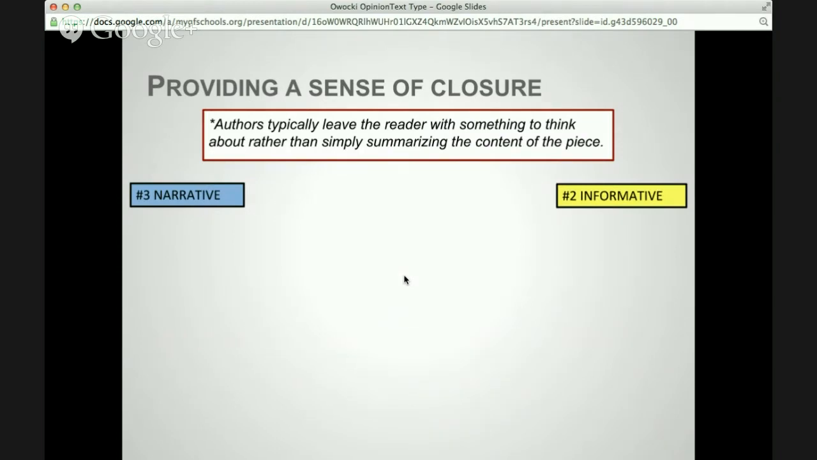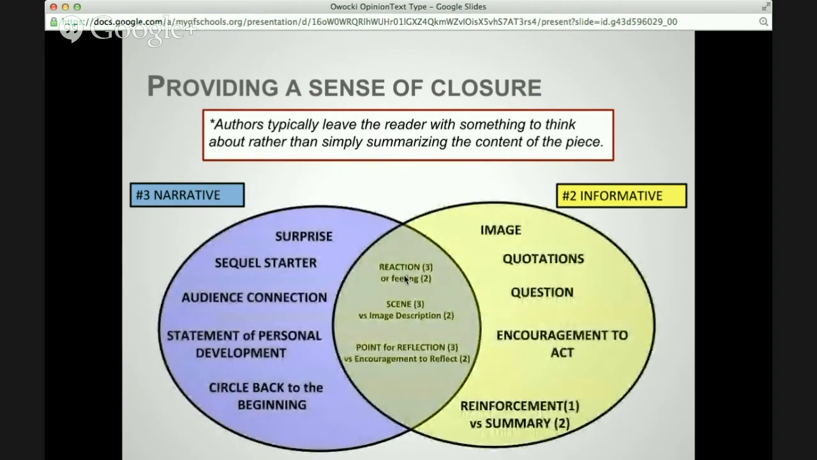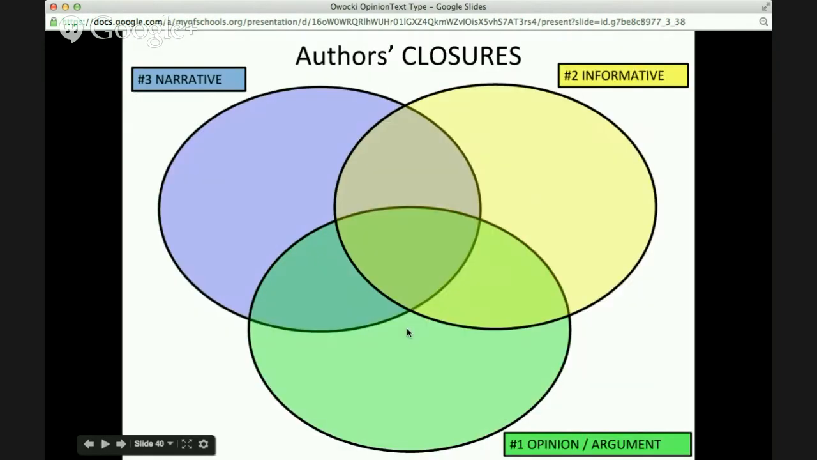Now, sense of closure, again, it has been taught in narrative, it's been taught in informational. We know that a closure is more than just a summary of what was talked about. It is to extend the reader's thinking. It's to create thinking and questions after the reading, not only before and during. But if we look again, just between narrative and informative, we see in the center, these are some closures that are common to both of those text types.